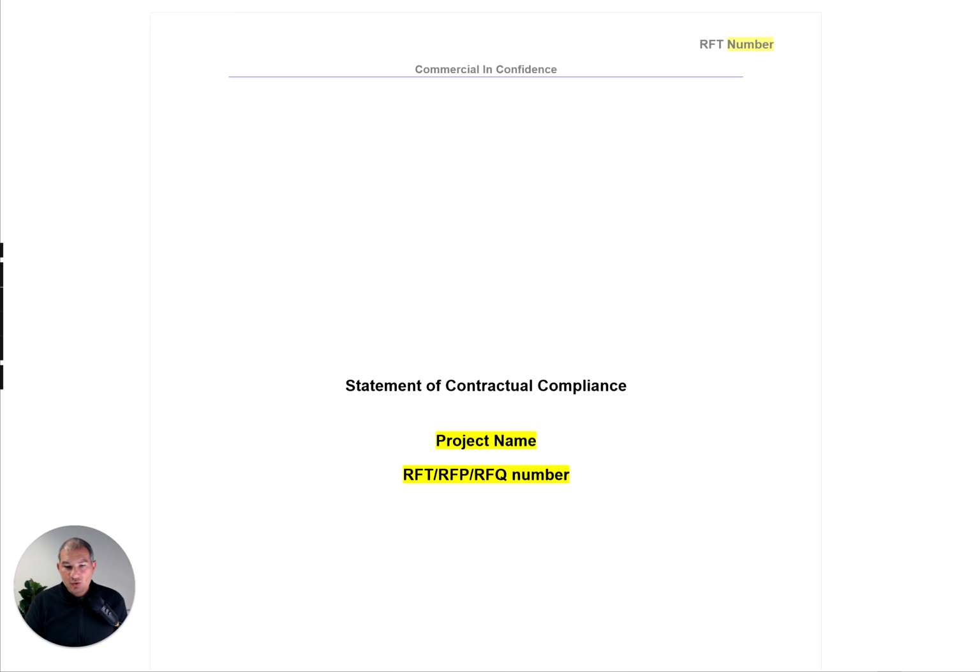So then what you need to do is capture the potential changes that the tenderer wants to make to the draft contract, and make a risk rating or risk determination about the changes that they want to make. So that's what a Statement of Contractual Compliance does. It's a document that you create for your tender and you fill it in for each tenderer.